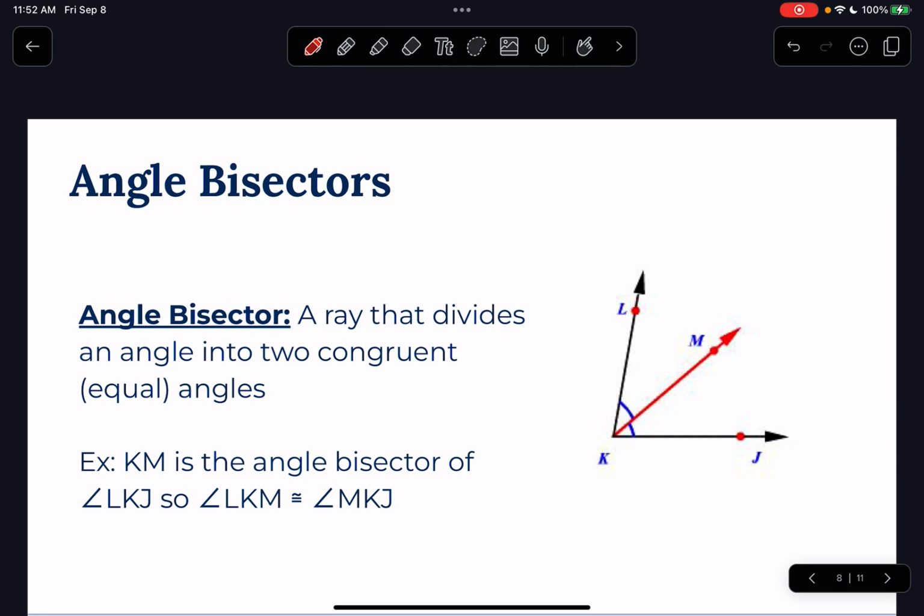equal angles. So in this case, that ray KM, that red ray in the middle, is splitting our angle into two equal angles, angle LKM and angle MKJ. So bisect means splitting into two equal pieces.